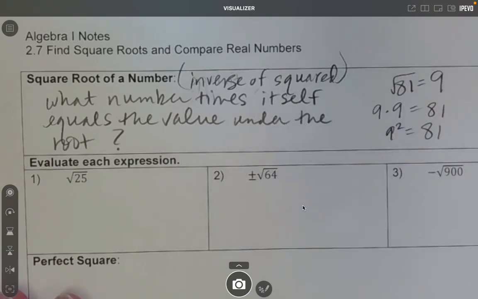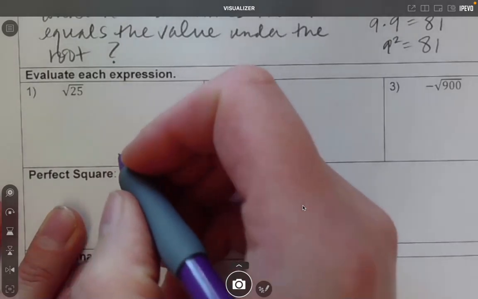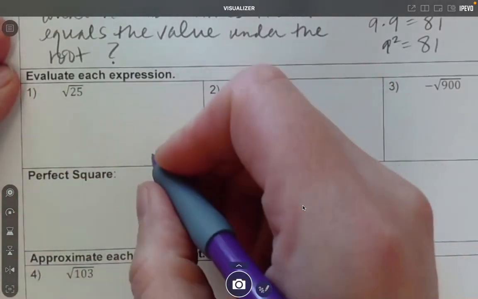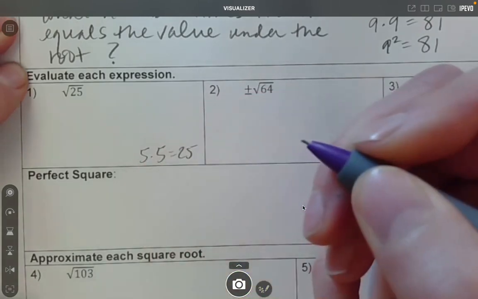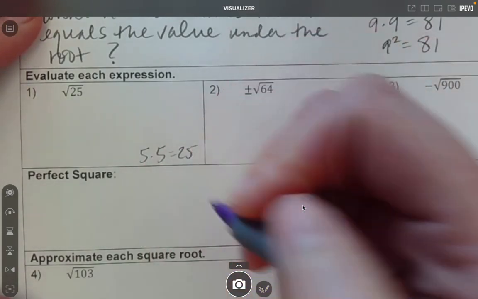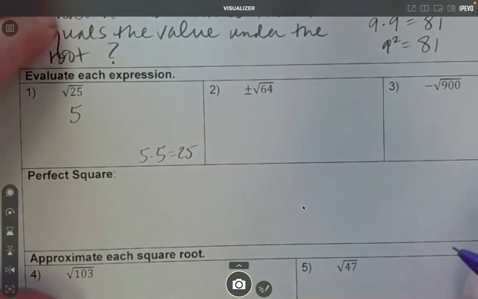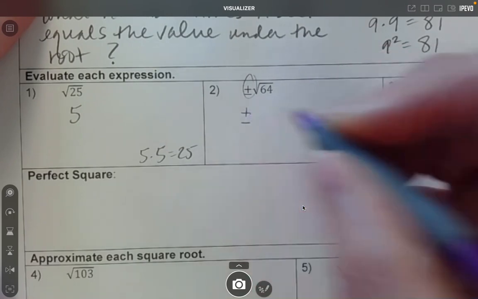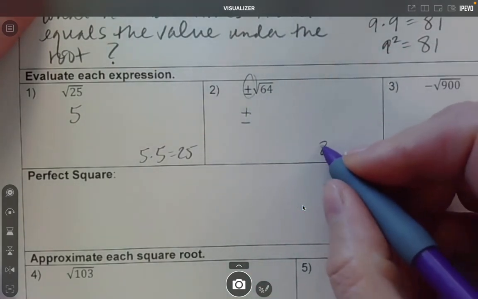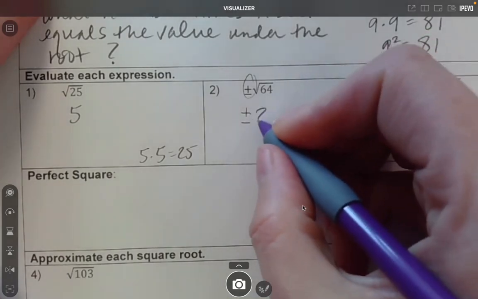So the next row of problems is just some pretty easy square roots that we might know. So sometimes I have to think what times itself. So 5 times 5 makes 25. This is just like me thinking down here. You don't have to write that down. Since 5 times 5 makes 25, my square root is 5. On the next one, the plus or minus in front just means I'm going to write a plus or minus in front of my answer. And you might know that 8 times 8 makes 64. So my square root of 64 is 8.